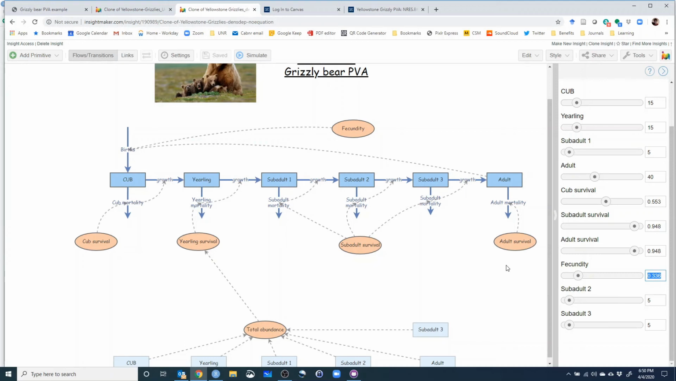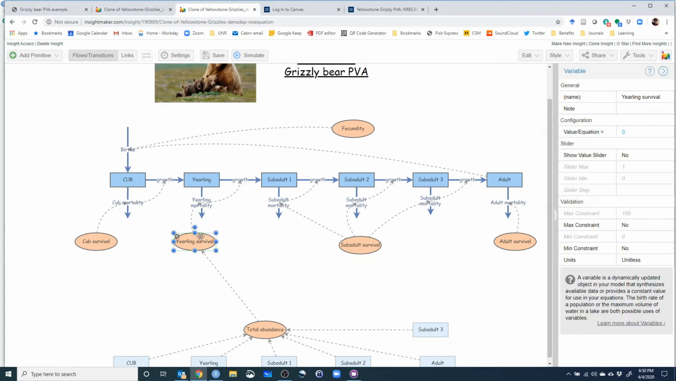But in addition, what we'd like to do is make this yearling survival value density dependent. So it's going to change as the population density, the total abundance, goes up. Now we see this link here between abundance and yearling survival. So there's going to be an equation in this yearling survival variable that defines how yearling survival is going to drop off with increasing densities.